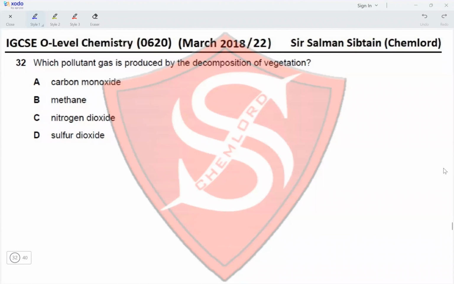Question 32. Which pollutant gas is produced by the decomposition of vegetation? Decomposition of vegetation produces methane gas. So the correct option for this question is option B.